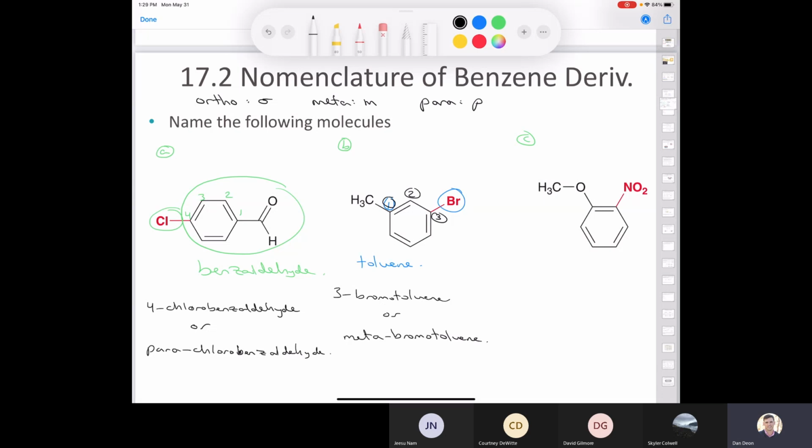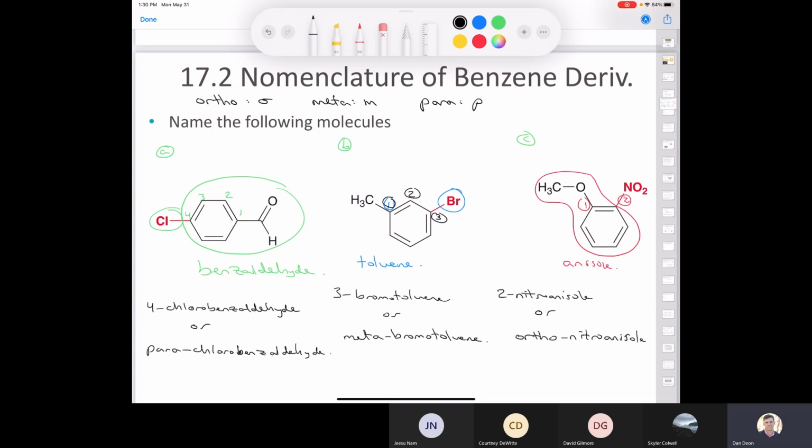Could anybody tell me what the parent is in the last one? One of the ones that's a little tougher to memorize, I think, because it probably doesn't even show up until this chapter. Yeah, exactly. It's anisole. Yep, anisole. And this is the anisole portion here. All right, so this is 1, this is 2. So we could call this 2-nitroanisole, or we could call it ortho-nitroanisole.